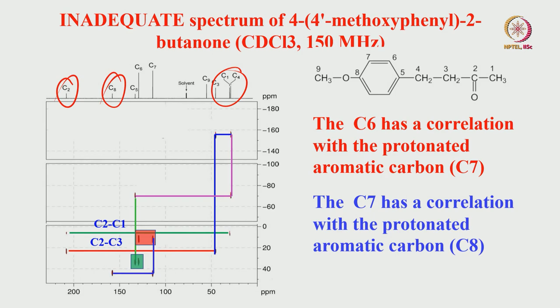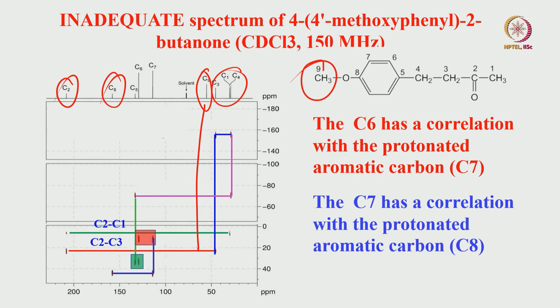The only one which is not correlating to anything is the CH3 carbon, because there is no directly attached carbon next to it. That is not correlating to anything else. Okay, where is that carbon? C9 is here, you see. It is not correlating to anything. There is no carbon next to it attached. It is an isolated peak.